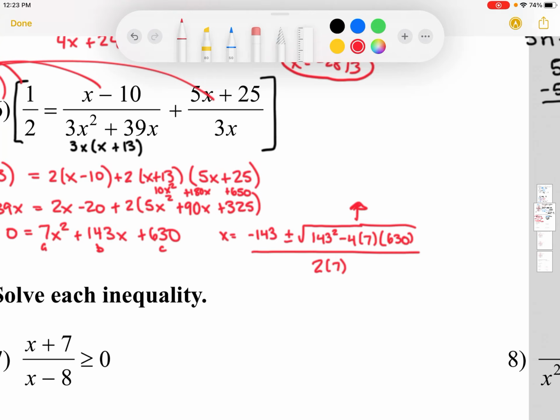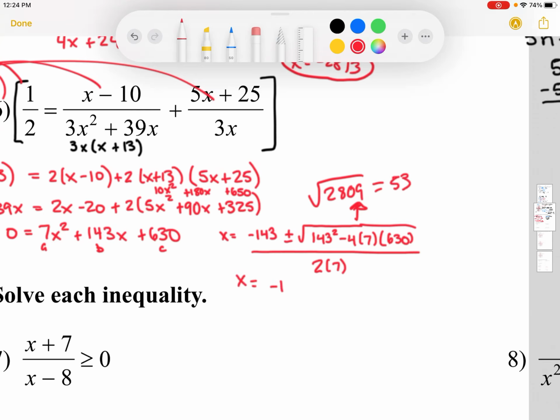So in the calculator, we're going to get 143 times 143 minus 4 times 7 times 630. That is the square root of 2,809, which I'm pretty sure is 53. So 2809 to the 0.5. Yep. So this is 53.